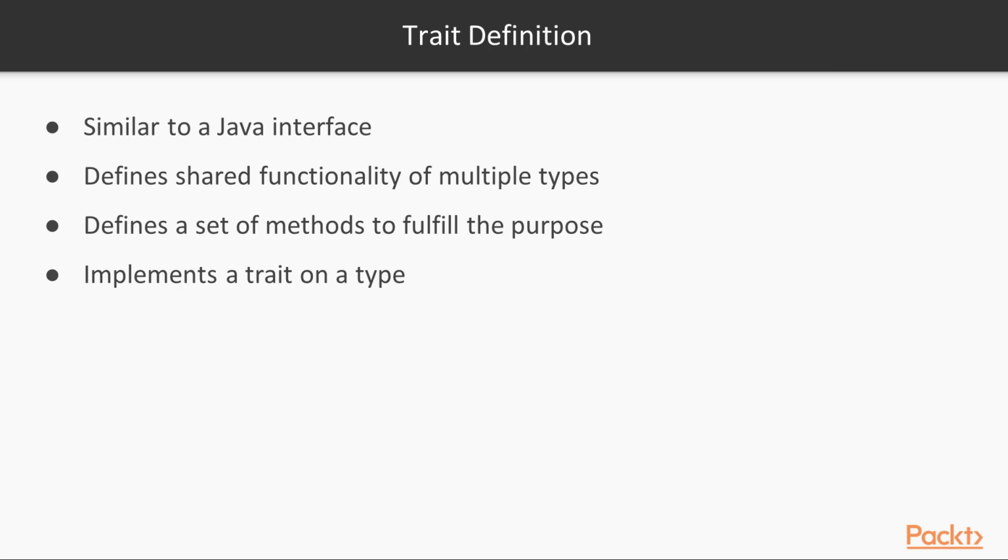You can define a shared functionality for multiple types using traits. The way you do it is to define a set of methods to fulfill a certain purpose, and each type can implement these traits by implementing all the functions it requires. So let's take a look at an example.